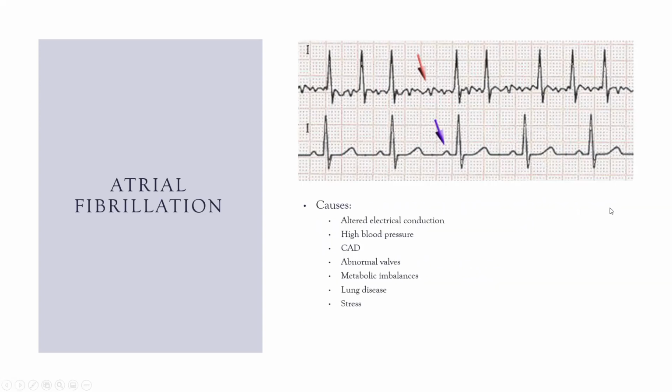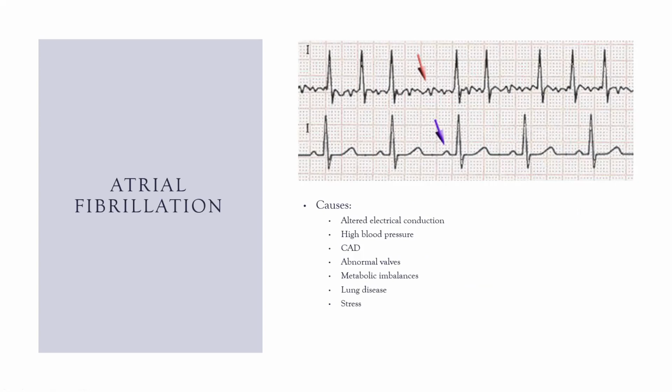Some of the causes of atrial fibrillation include altered electrical conductivity, right? There's something misfiring with your AV and your SA nodes, particularly your SA node, because every time your SA node fires, the AV node doesn't generally fire behind it, as you can see here. Okay, so some sort of altered conduction in the heart. The other causes could be high blood pressure, coronary artery disease.